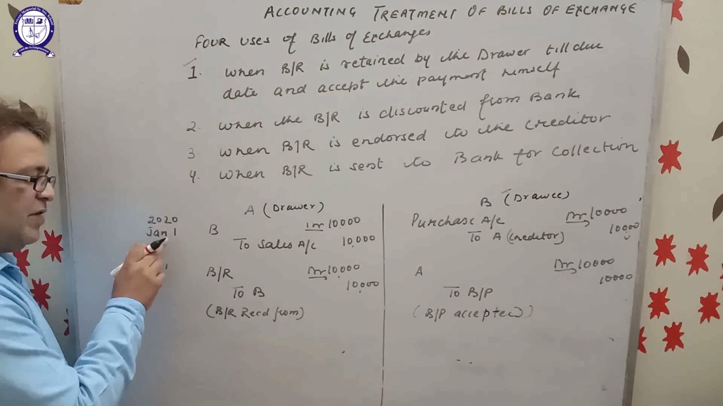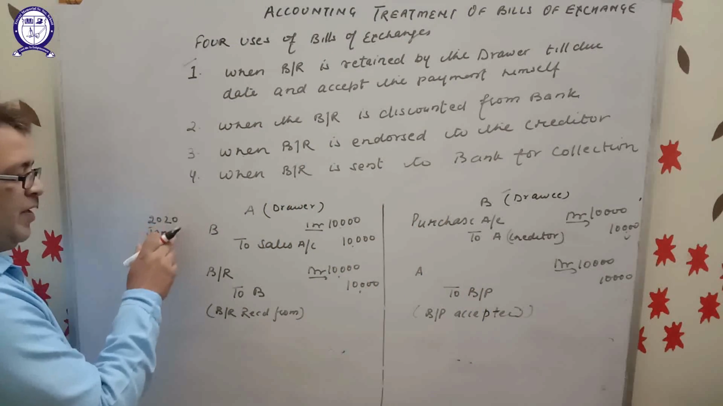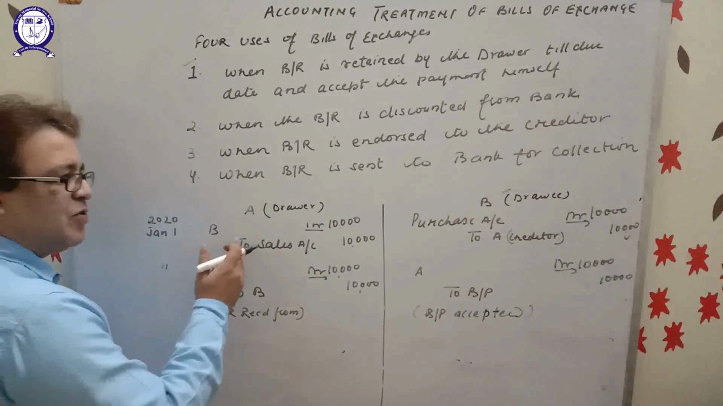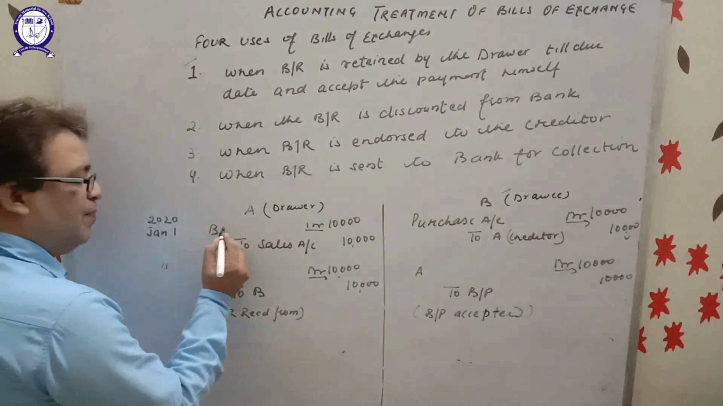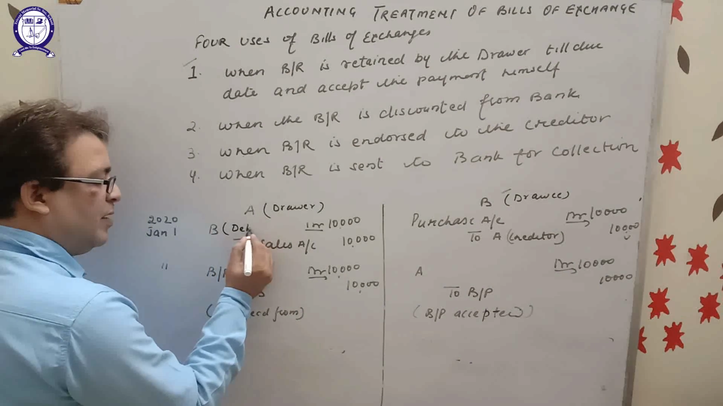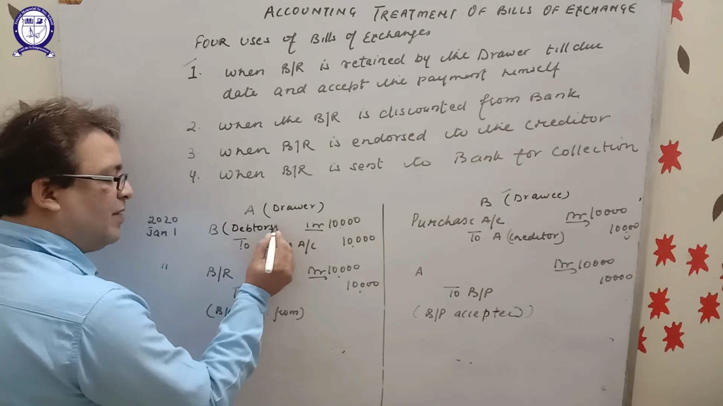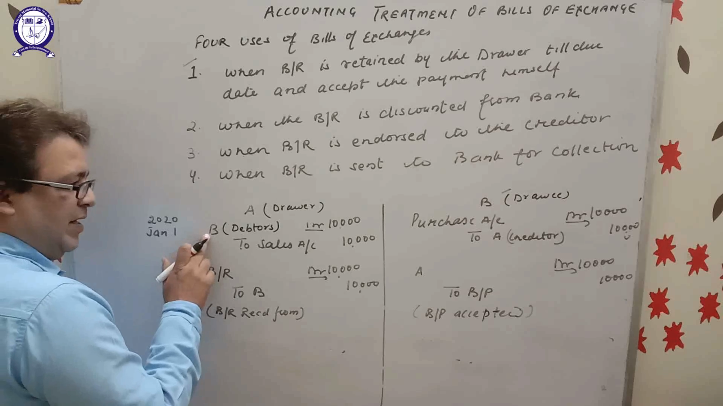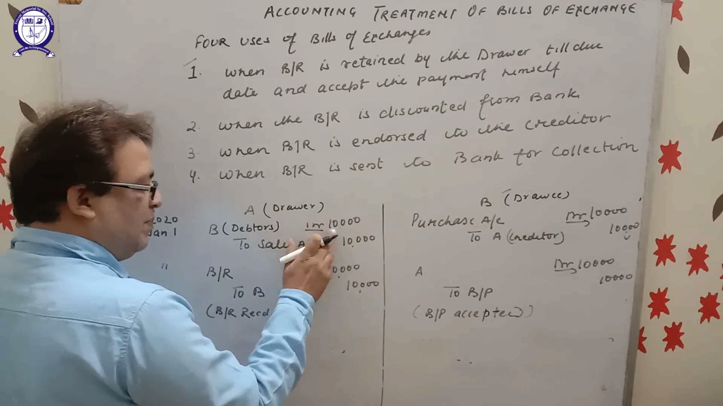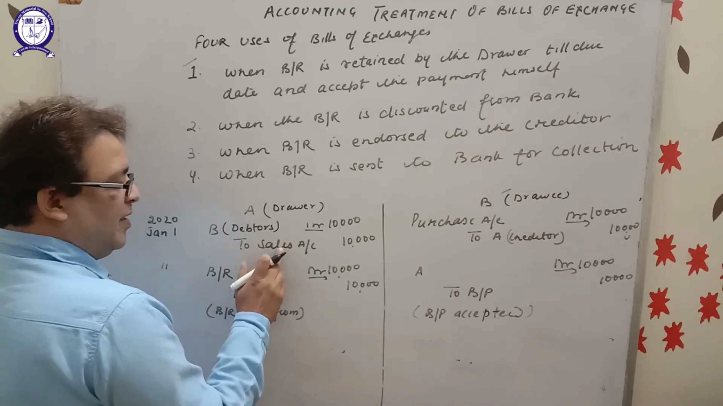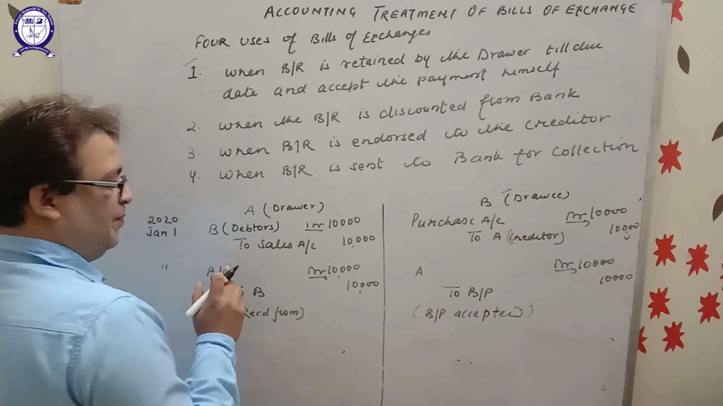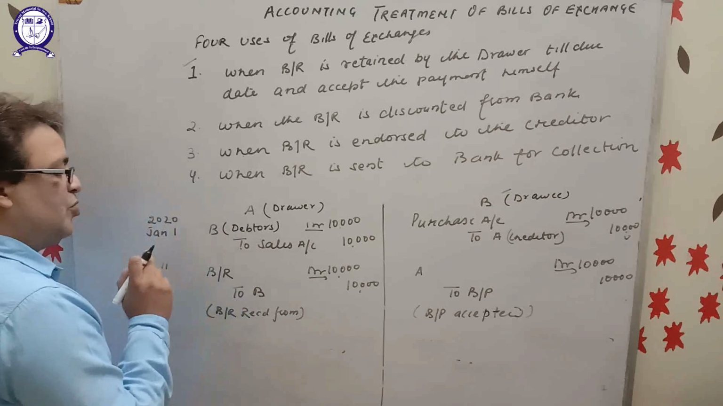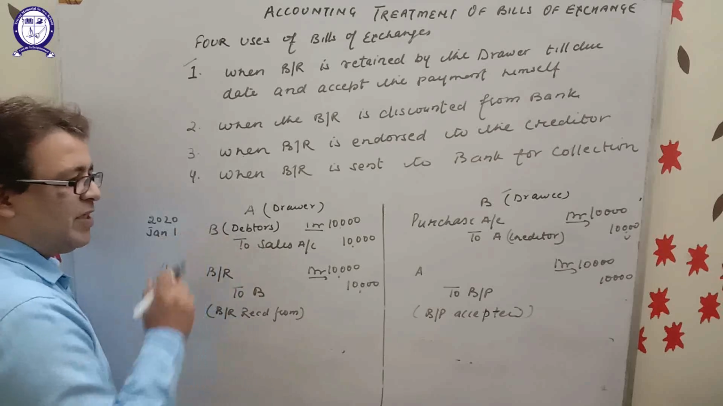Suppose on 1st January 2020, A has sold goods to B. We have sold goods to B. Now B is our debtor. You know, debtors are our assets, and when an asset increases, we debit it. That's why B account is debited here, to sales. Sales is a revenue for us, and when we receive any revenue or income, we credit it. So the journal entry is B account debit to sales.